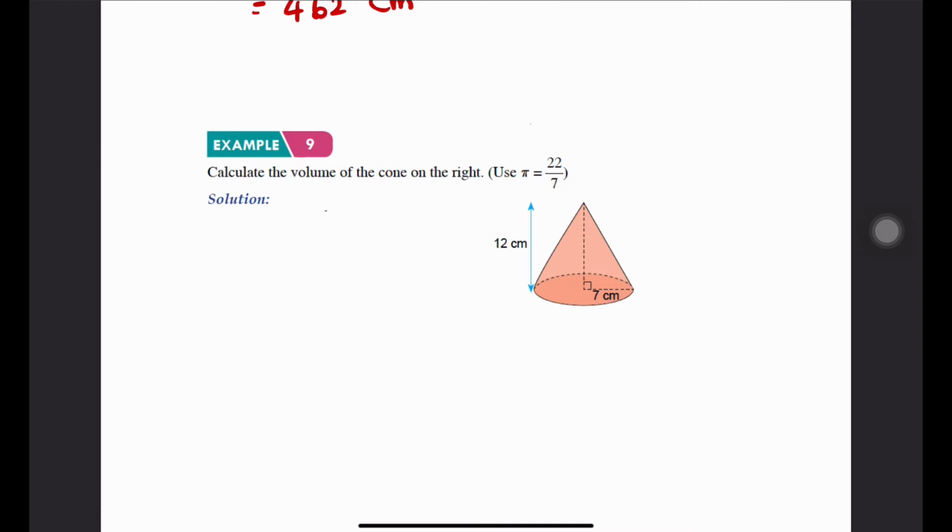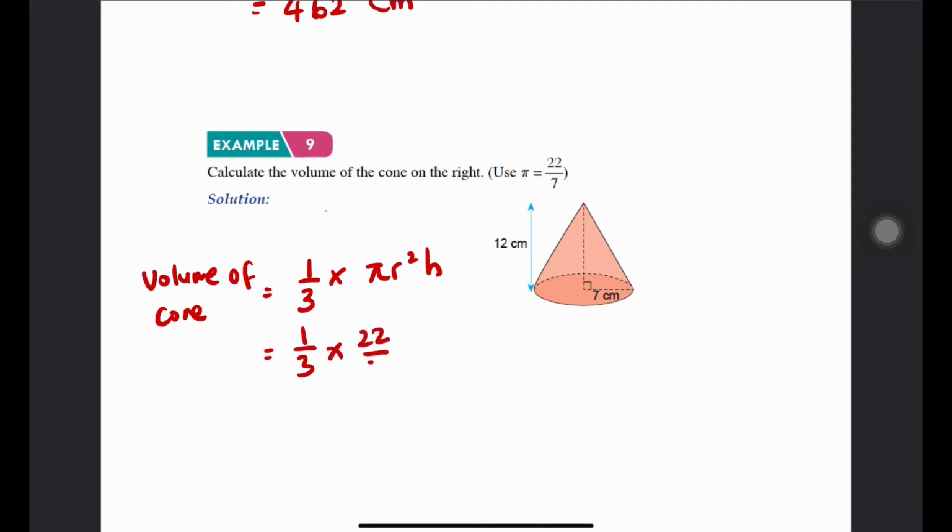Calculate the volume of the cone on the right. Use pi equals 22/7. So we know that the volume of a cone is equal to 1/3 times the volume of a cylinder. The cylinder is pi r squared h. Remember that.